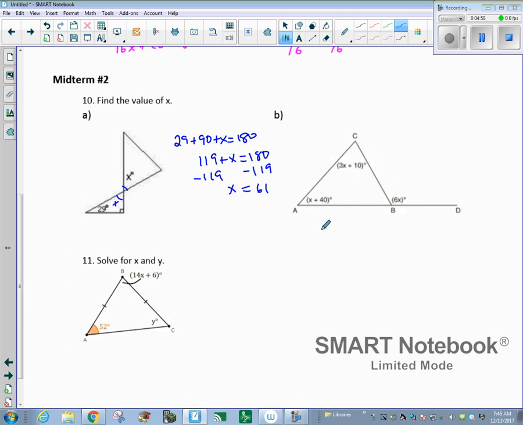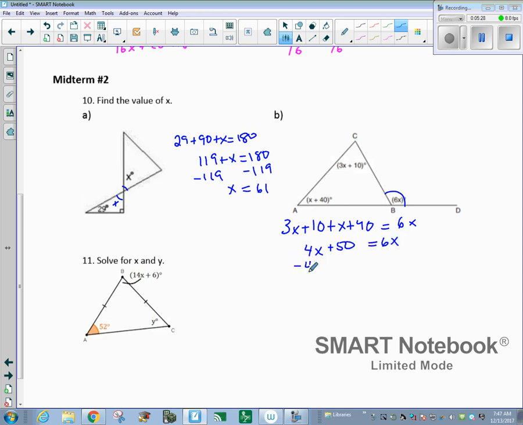All right, this one is an exterior angle theorem question, and the exterior angle theorem tells us that the two angles not touching the exterior angle, this is the exterior angle out here, add up and are equal to that exterior angle. So that would mean that 3x plus 10 plus x plus 40 equals 6x. And so now we just combine like terms, which gives me 4x plus 50 on this side equals 6x.